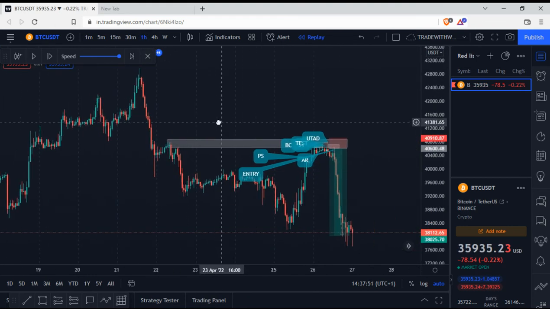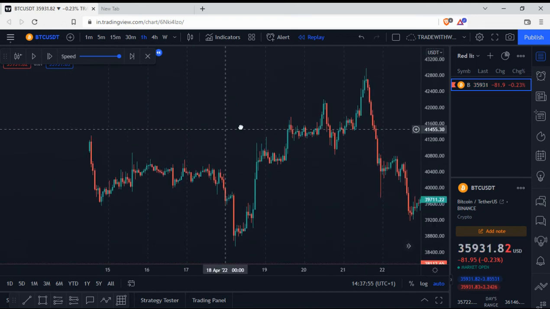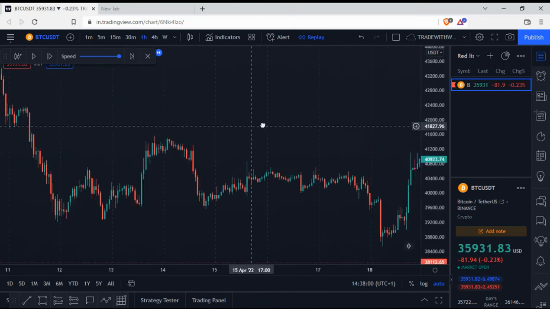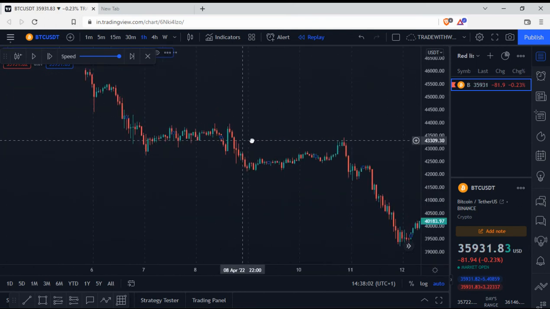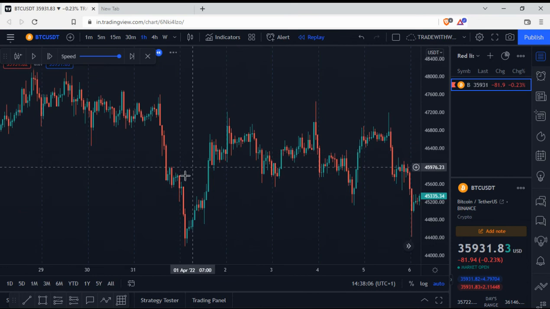You understand? So let's go back a little bit and backtest BTC. Okay, so you can see now that there's a lot of Wyckoff schematics that always happen on BTC. That is why I said if your broker has BTC, please trade BTC. It gives a lot of Wyckoff schematics.